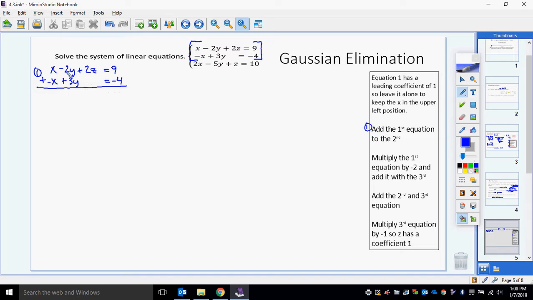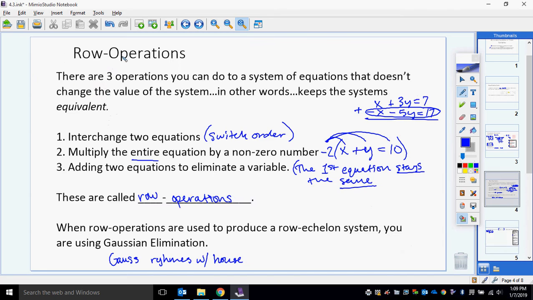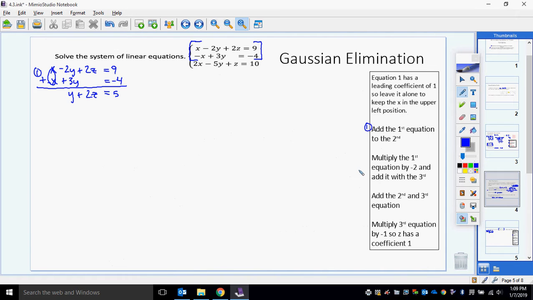Okay, so what happens when I add these together? Well, 1x minus an x, those zero out. I have negative 2y plus a 3y, so that'd give me 1y. I have a 2z plus 0z, so that's 2z's. And a 9 plus a negative 4 would be a 5. Okay, so remember what the row operation says. We can add two equations to eliminate a variable. We did that. We just added two equations together. Now remember, it says the first equation stays the same.